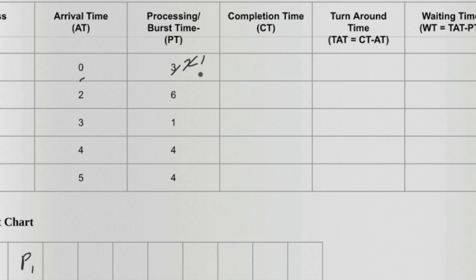Now, P1 has 1 unit of time remaining, and P2 has 6 units of time remaining. So definitely we can't bring P2 in because its processing time is higher than the one that's currently being executed. So that is why we can't bring P2 in. We'll have to let P1 get executed. So we'll put P1 over here.